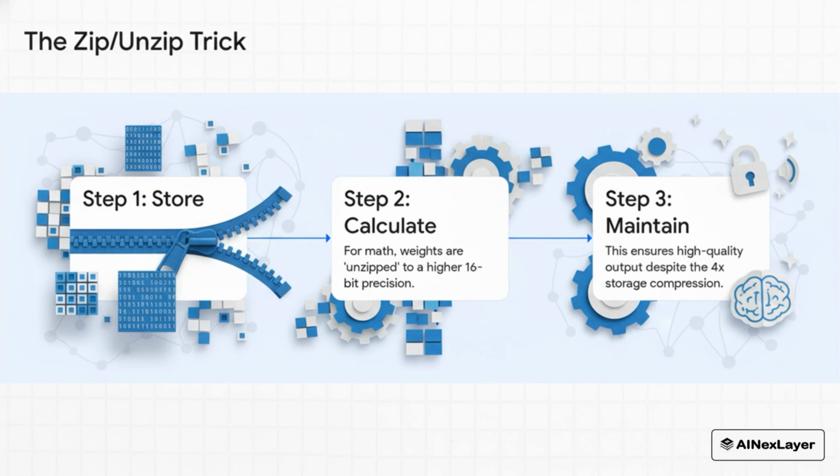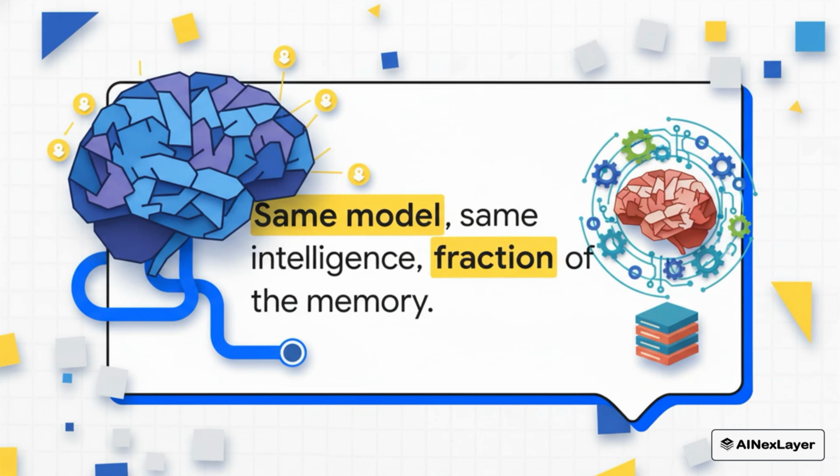The way it pulls this off is pretty brilliant. Just think of it like a zip file. The model's weights are stored on your GPU in that super compressed 4-bit format, which saves a ton of space. But, and this is the genius part, when the model actually has to do the math, it temporarily unzips those weights back to a higher precision. So you get the best of both worlds: tiny storage footprint, but high-quality thinking. And that really is the whole point, isn't it? That's the promise of technology like AutoRound. You get the core intelligence of a massive model, but in a package that needs just a tiny fraction of the resources. It's a total game changer for making AI accessible to everybody.